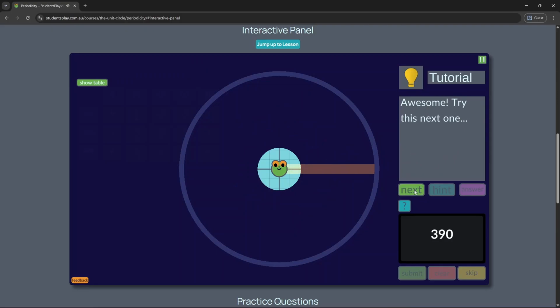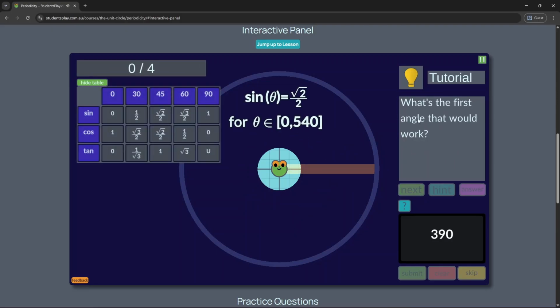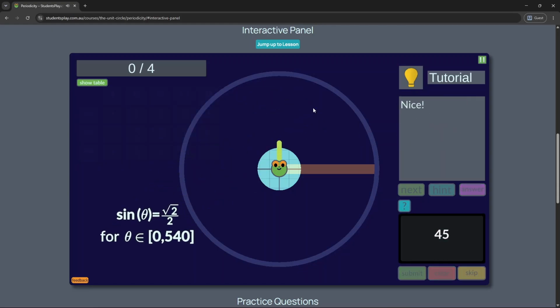Awesome, try this next one. What's the first angle that would work? All right, well, sine theta giving us root 2 on 2, sine root 2 on 2 is 45, and then it's positive, so yeah, just straight up 45 will work. Nice, thank you.